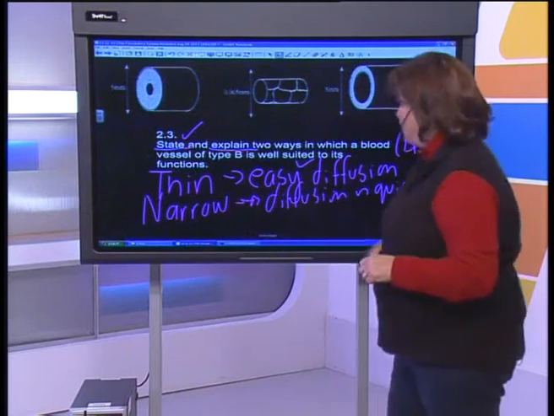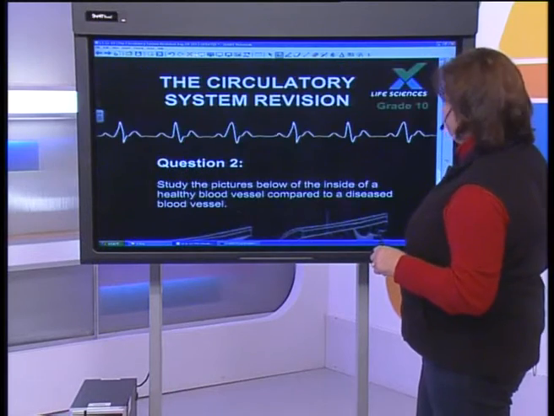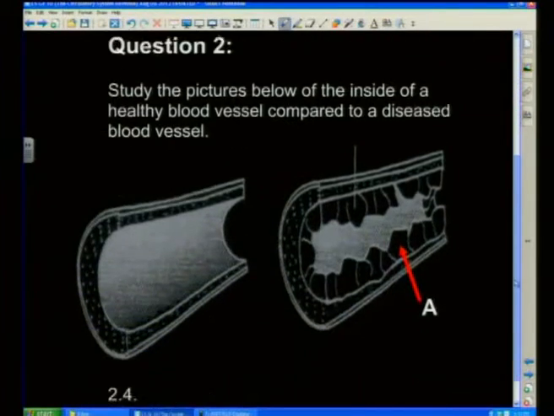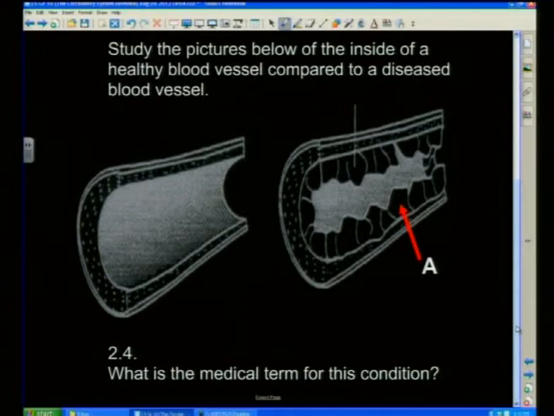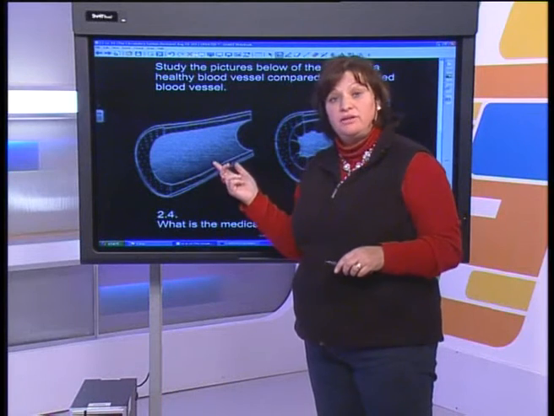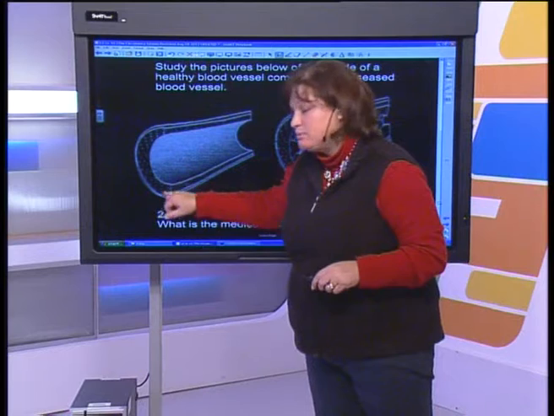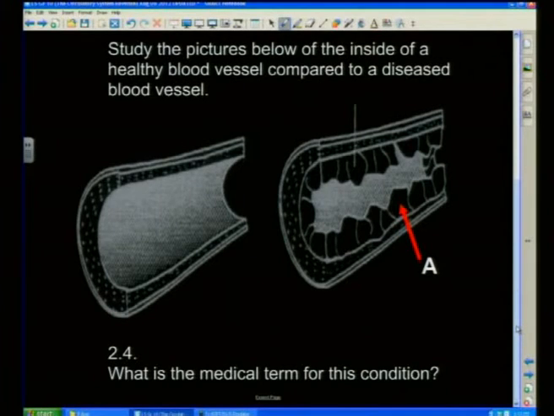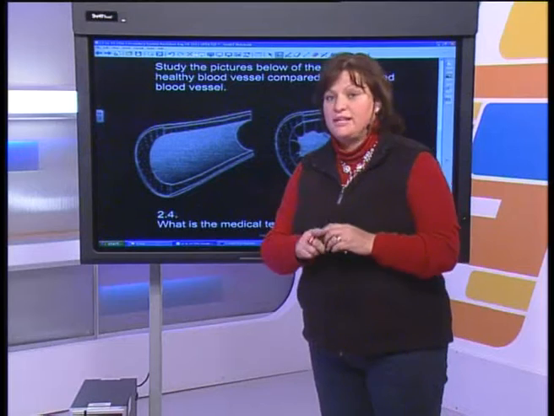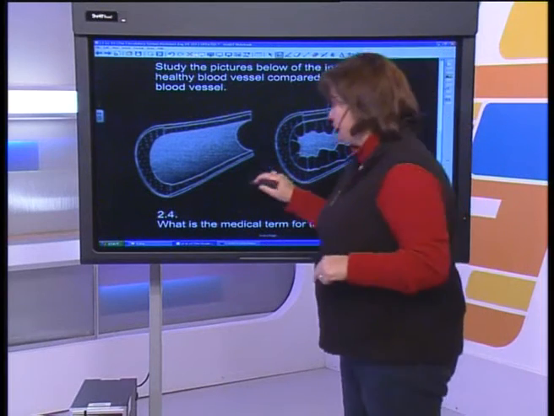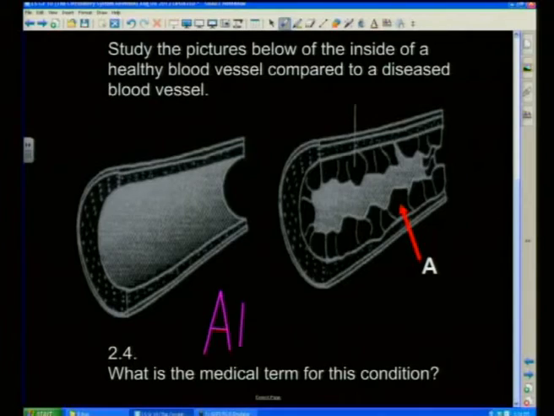All right, let's go on to our next question. And Michael, this is leading to one of the questions that you had asked earlier. What we have here is a blood vessel. Here's the normal blood vessel, and over here, this is a diseased blood vessel. Now, the medical term for this condition, and I hope I get the spelling right because it's a really difficult one.